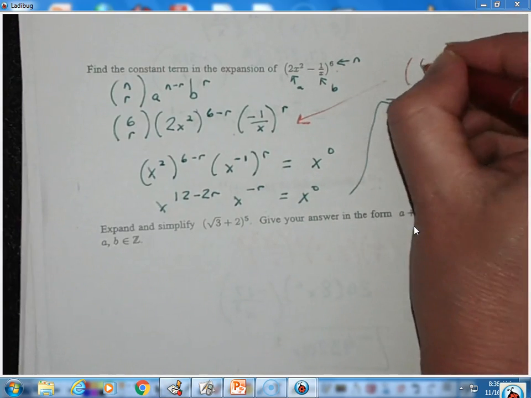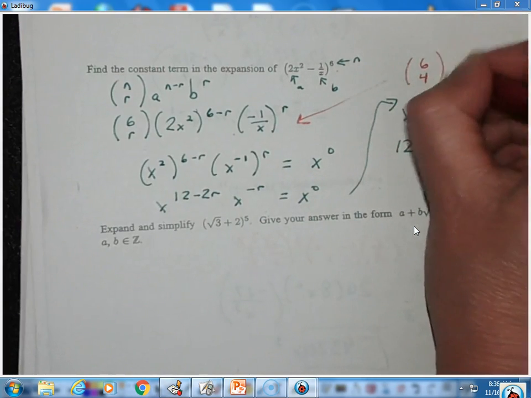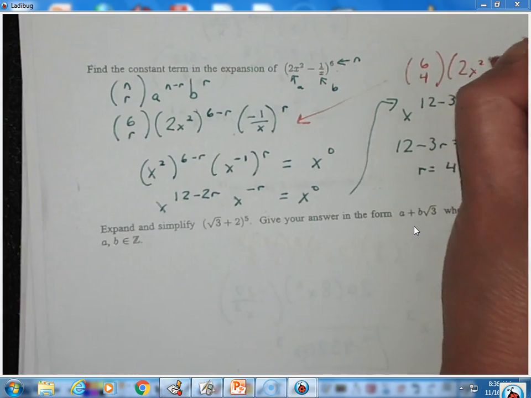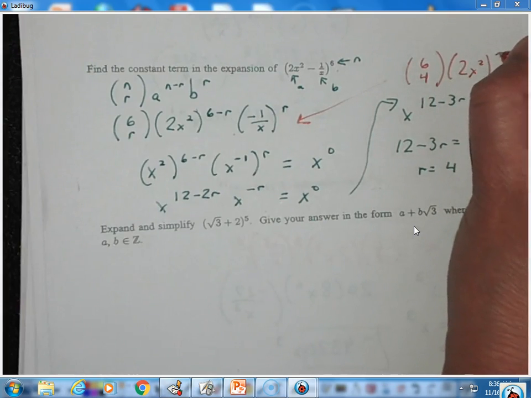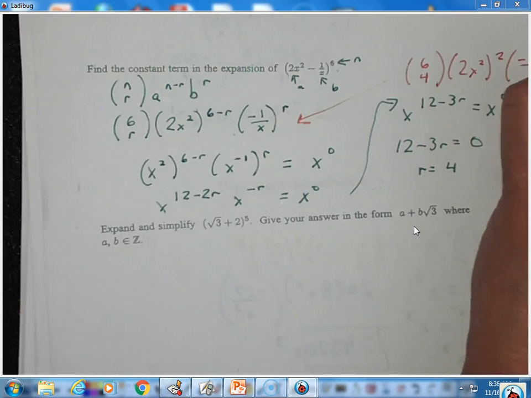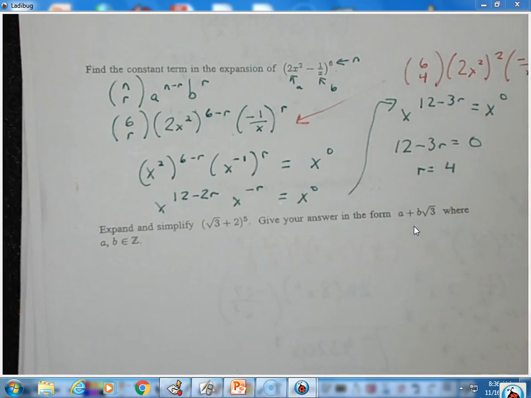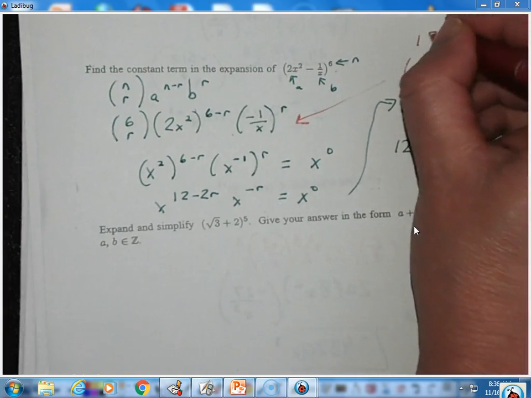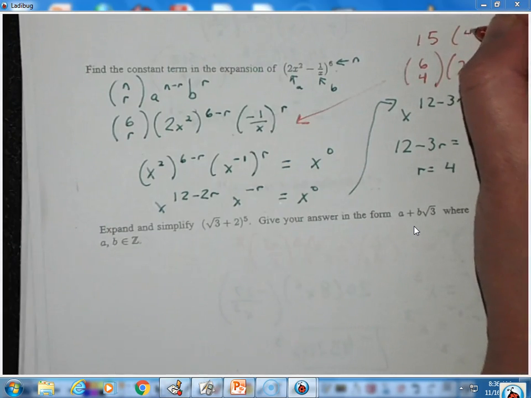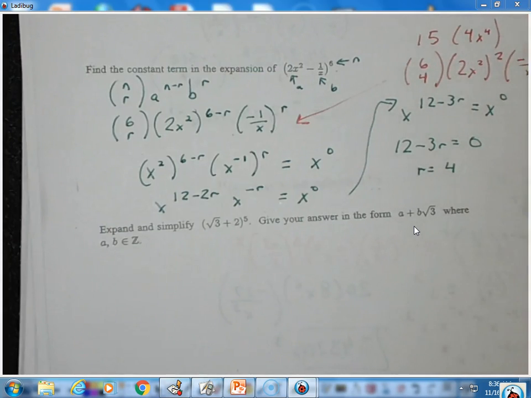Okay, so 6 things taken 4 at a time. 2x squared to the 6 minus 4, so 2. Negative 1 over x to the 4. 6 things taken 4 at a time. And then times 4, x to the 4th, times negative 1 to the 4th would just be 1, so 1 over x to the 4th. We should not be surprised that those x to the 4ths cancel.